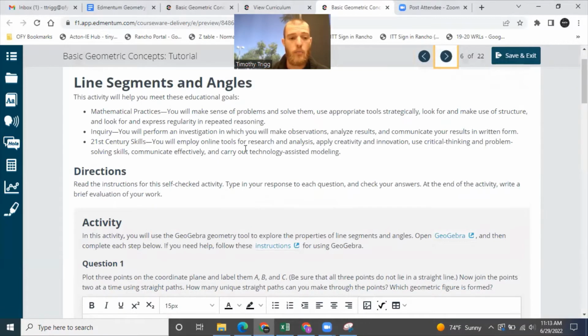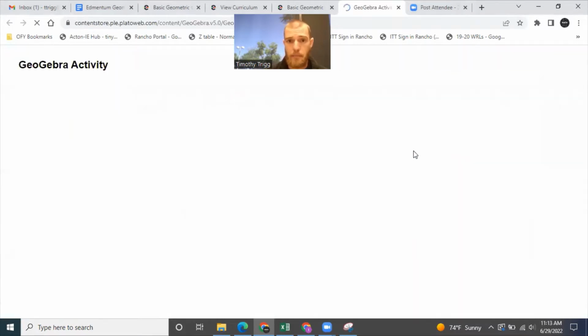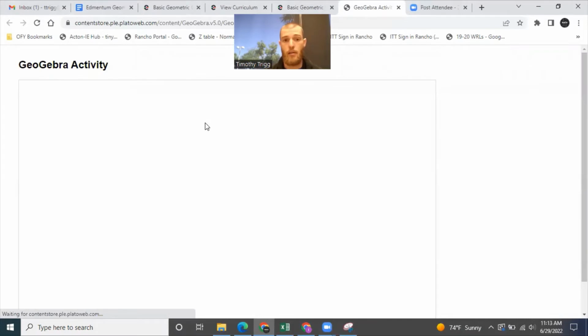So we're going to get started right away with an activity on page 6. In this activity, you will use GeoGebra geometry tool to explore the properties of line segments and angles. Open GeoGebra and then complete each step below. If you need help, follow these instructions for using GeoGebra. So let's go ahead and click on this GeoGebra link, and it'll take you here.